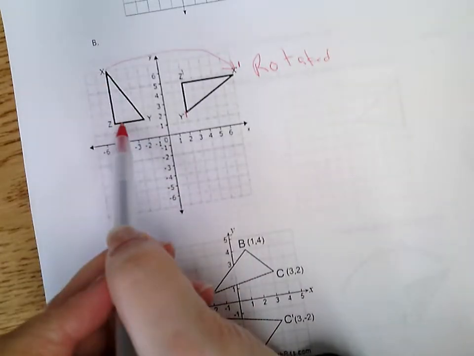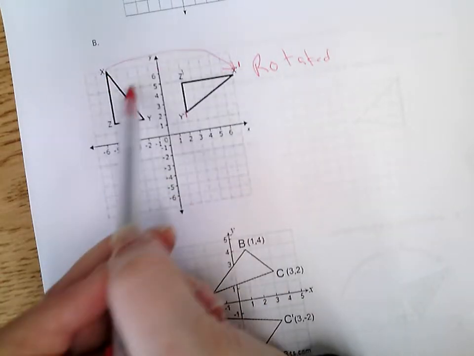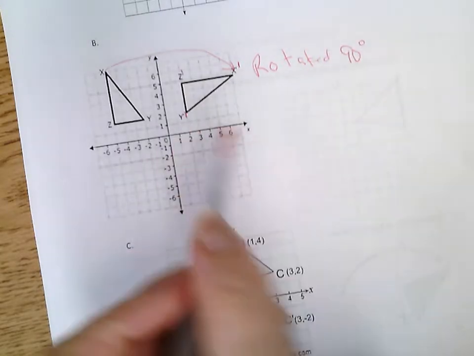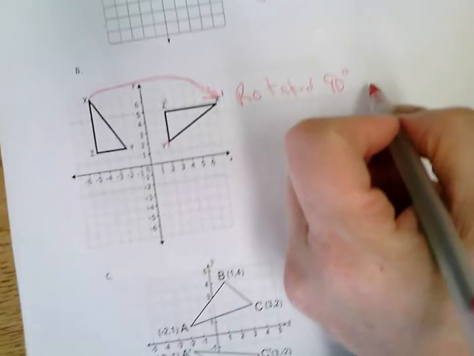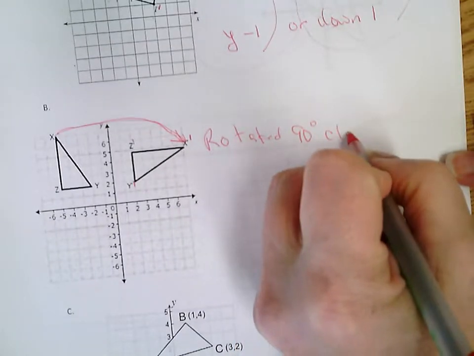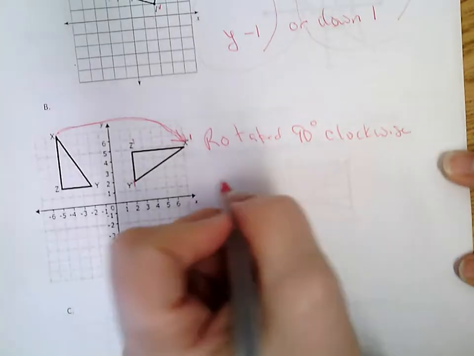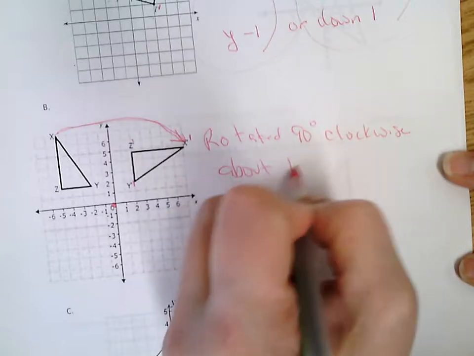and then we need to know how much. So we go from one coordinate to the other, and we've gone from this side to the other. So when we've moved one coordinate, that's 90 degrees. Which way did we go? This way, which means that we've gone clockwise. And then we use about the origin.